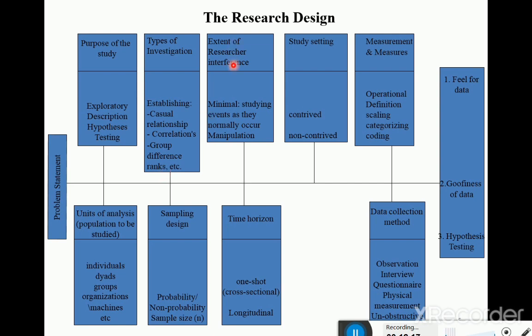Next we have the extent of researcher interference, as I told you initially. That is the interference of the researcher upon the variables, or simply stated, the control. Like we have two types of study: lab study and field study. Now, in a lab experiment the researcher's control is more as compared to a field experiment. In a field experiment the researcher interference is less as compared to a lab experiment. It explains the minimal interference, studying events as they normally occur.